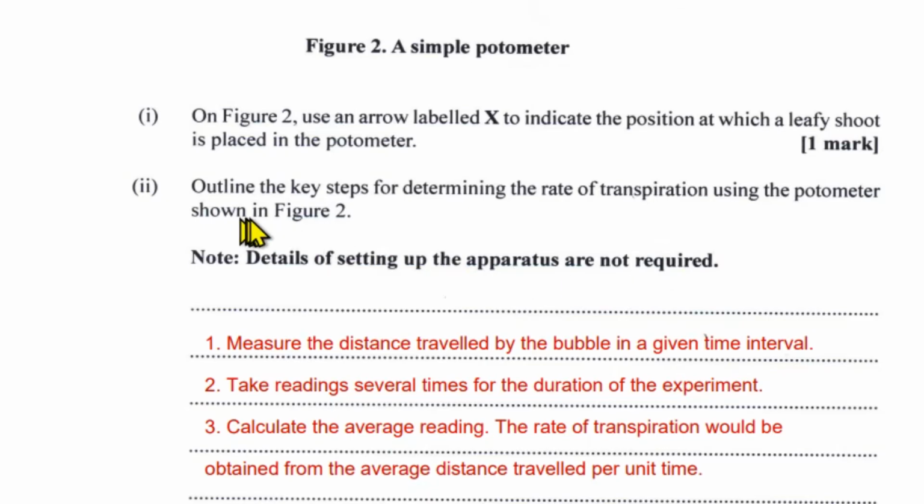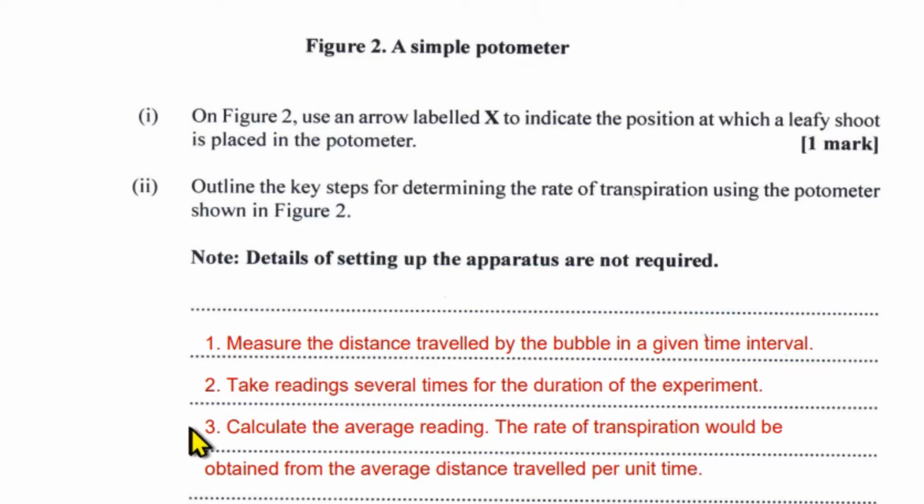Outline the key steps for determining the rate of transpiration using the potometer shown in figure 2. Well, 1, you're going to measure the distance traveled by the bubble in a given time interval. Could be 30 seconds, 20 seconds, whatever you pick. 2, take several readings for the duration of the experiment. So you can measure the position of the bubble at 10 seconds, at 20 seconds, at 30 seconds, at 40 seconds, and so on, and measure the displacement from the initial position where that bubble has reached.